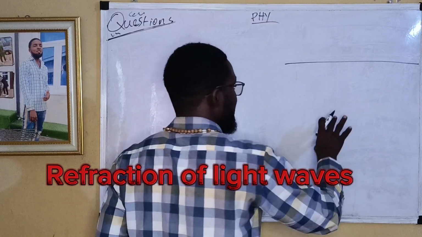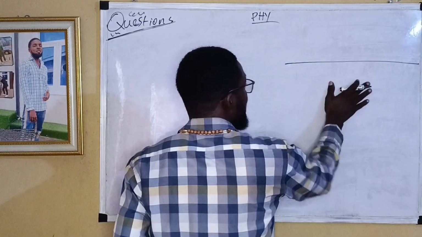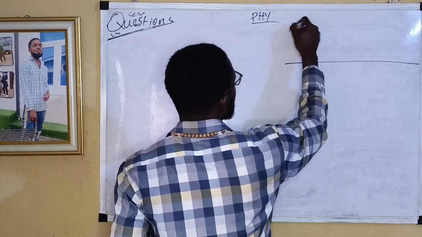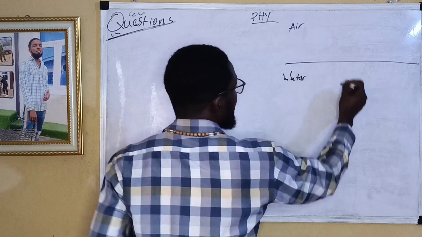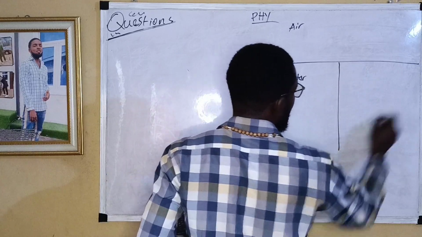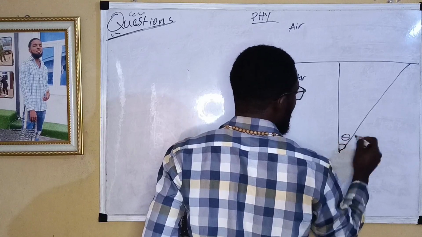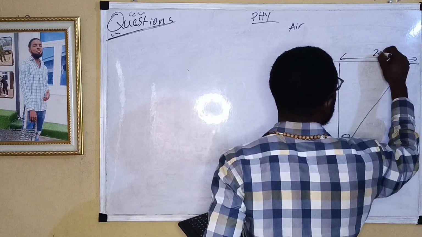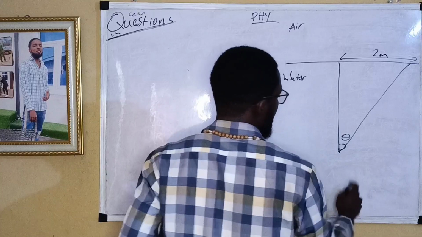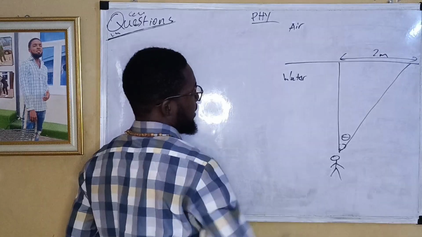Refraction is when the rays of light bend from one medium to another medium. This medium is air, while this medium is water. This is the critical angle. This is the radius, which is 2 meters. All right, this is the diver.